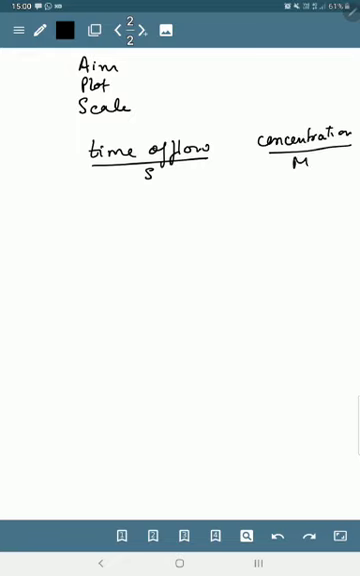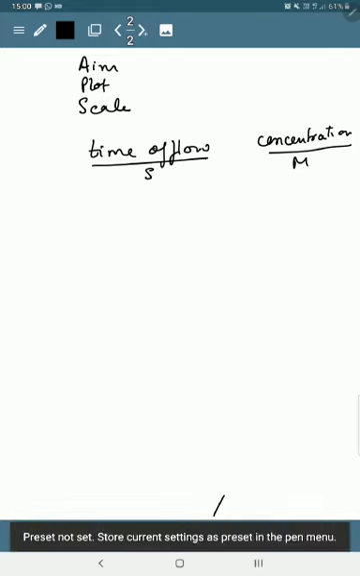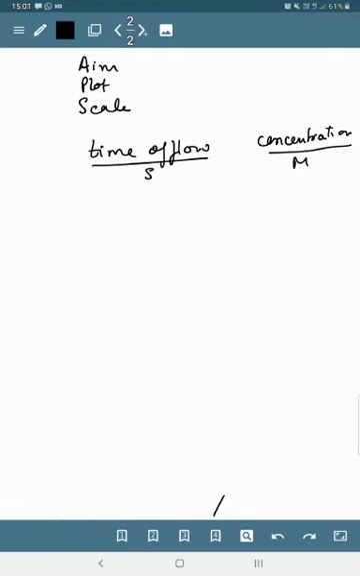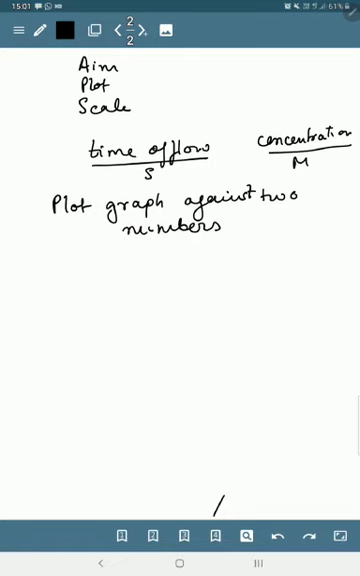Now, Dr. Sheikh did explain to you why we are using divided by s, but I am explaining once again. According to the latest IUPAC convention, you always plot a graph against two numbers. You do not plot a graph of a physical quantity against a physical quantity. You plot a graph of a number against a number. Also in the tables, you always show the relationship between two numbers. You do not show relationship between two physical quantities.